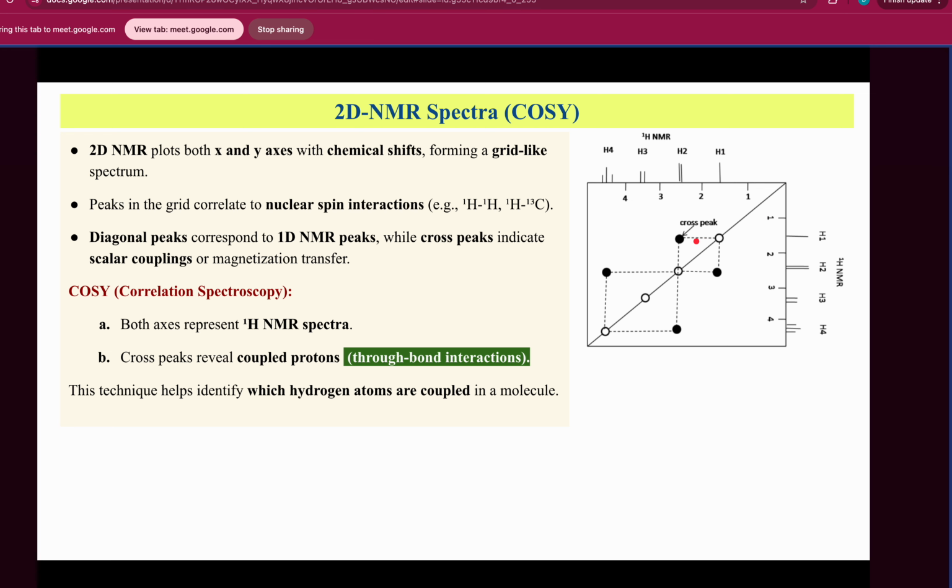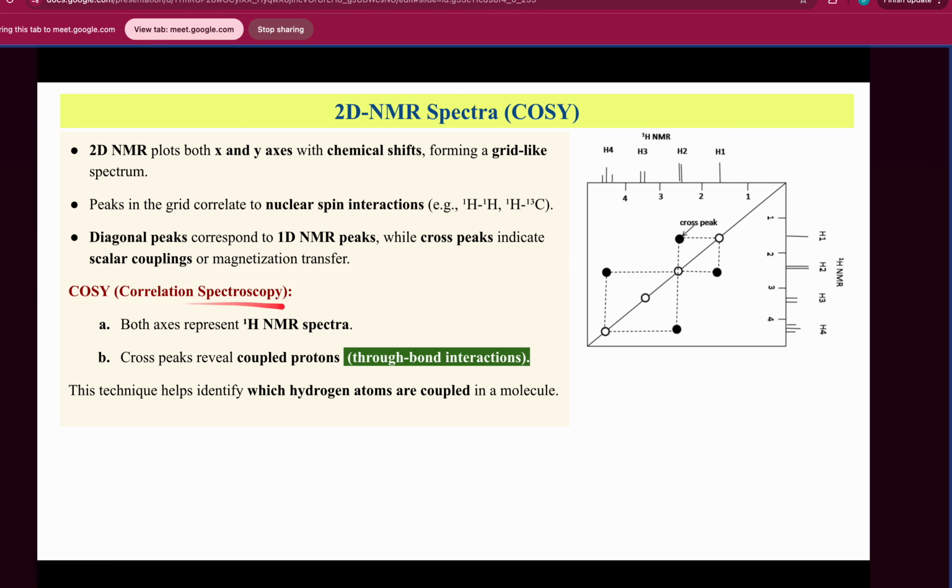We will consider the cross peaks, because cross peaks will tell you which of the two different hydrogens are having a coupling influence on each other. So in this scenario, H2 and H1 are showing the cross peak, which means H2 and H1, their nuclear spins are interacting with each other.